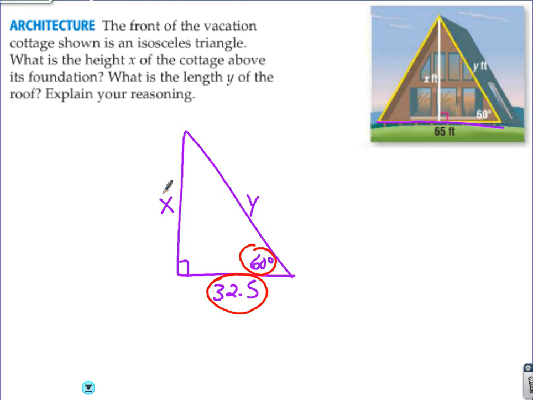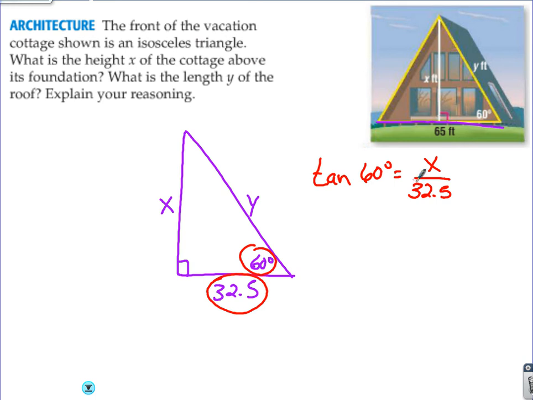Isn't X your opposite here? So that would be opposite and adjacent, I believe. That would be a tangent, TOA. The tangent of 60 degrees is equal to opposite over adjacent. To solve that, now, do I have to do it as a proportion? No, you can if you want to. You could put that over 1 and solve.